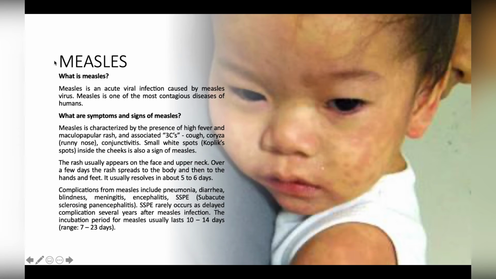Complications from measles include pneumonia, diarrhea, blindness, meningitis, encephalitis, and SSPE. SSPE rarely occurs as a delayed complication several years after measles infection. The incubation period of measles usually lasts 10 to 14 days.